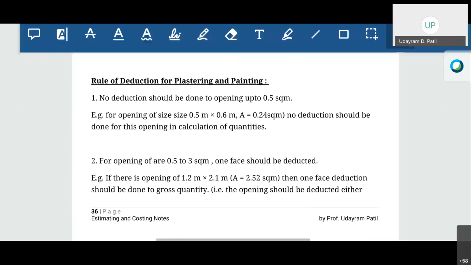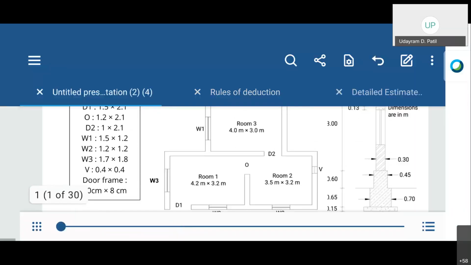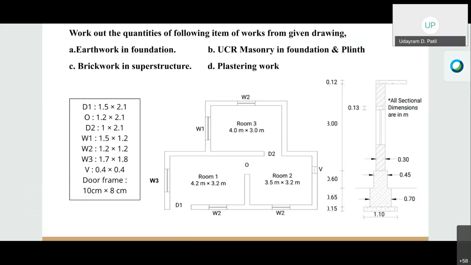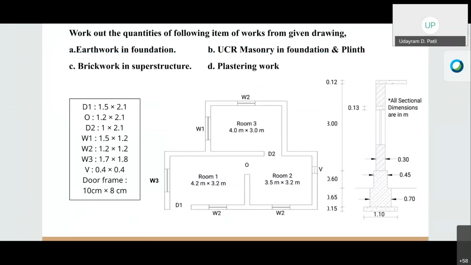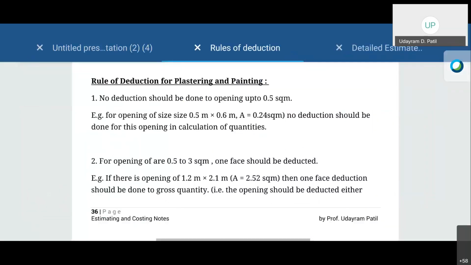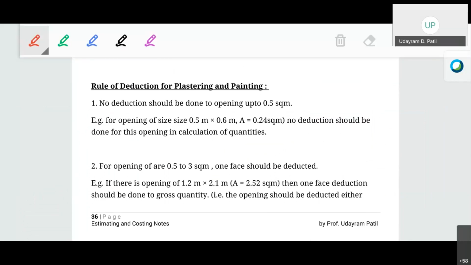Now in our case, the area for the ventilator will be 0.4 multiplied by 0.4, that will be 0.16. Therefore the area of the ventilator is less than 0.5 square meter, so there will be no deduction for the ventilator opening in case of the plastering, neither from the external plastering nor from the internal plastering.